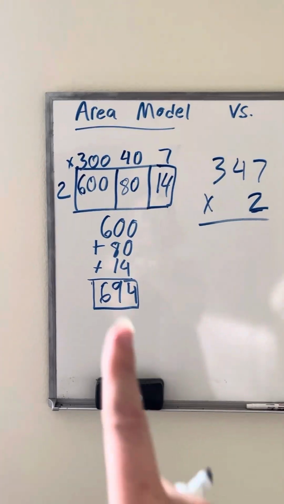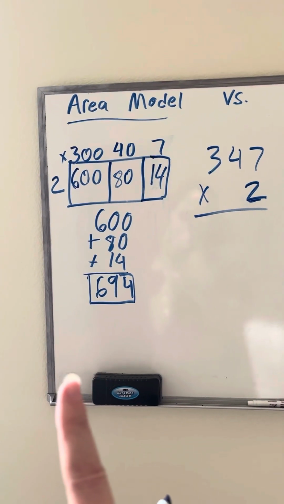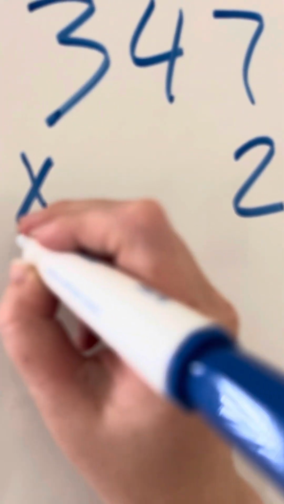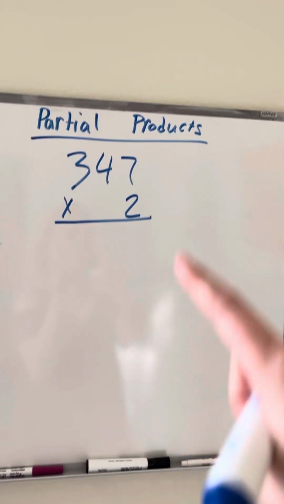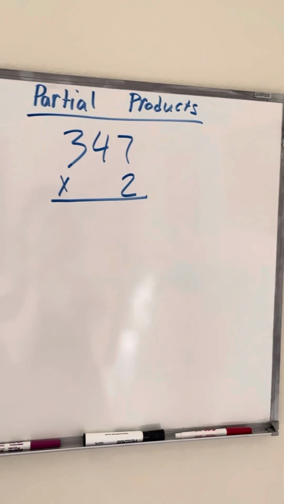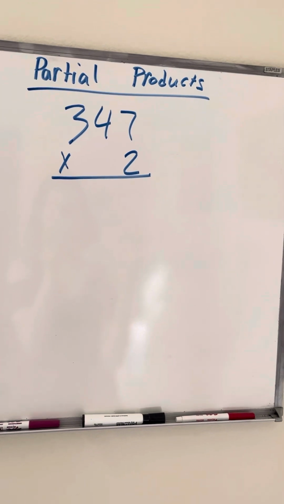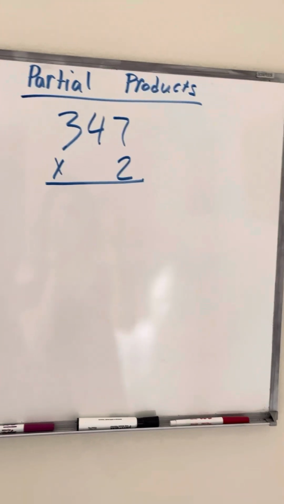Now that is just using the area model. Okay. Now we go to partial products. So I'm just going to rewrite my multiplication problem. Now, when we start off, it looks like I'm going to do the standard multiplication method. The only difference is I'm not branching out.